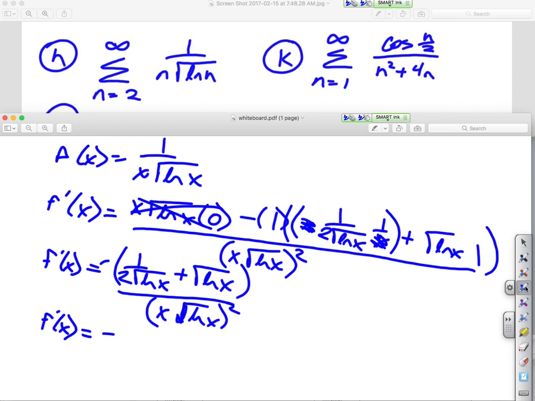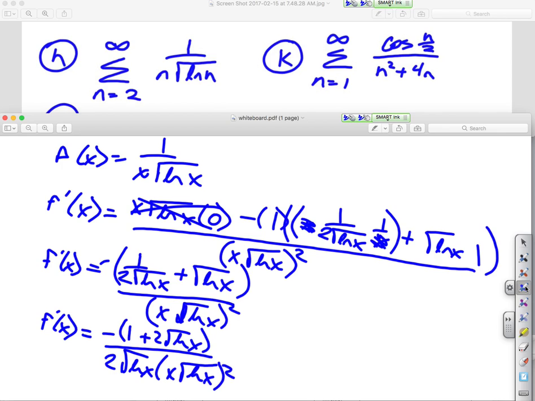So then f prime of x, get a common denominator. I'm going to have negative 1 plus 2 square root natural log of x, and that's all over 2 square root natural log of x times x square root natural log of x squared. Shouldn't that just be 2 natural log of x, since we multiplied by the square root of natural log of x? You're right. Thank you.